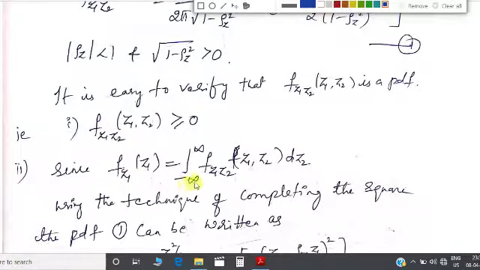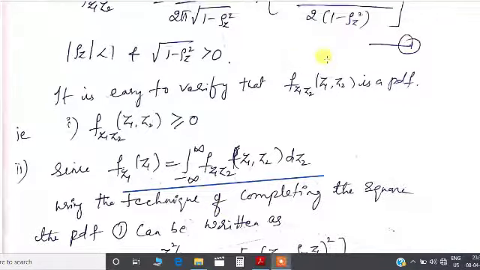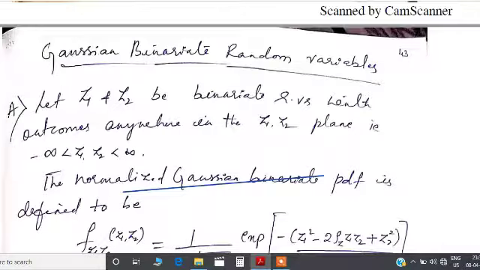The marginal PDF of Z1 is defined to be the integral from minus infinity to plus infinity of f Z1 Z2 of Z1, Z2 dZ2. I have already given the general formula; here X and Y are replaced by Z1, Z2. So first let us prove this, that the marginal PDF of Z1 is equal to the integral from minus infinity to plus infinity of f of Z1, Z2 dZ2. This means we have to integrate the normalized PDF with respect to Z2. Before evaluating this integral, let us simplify the PDF.